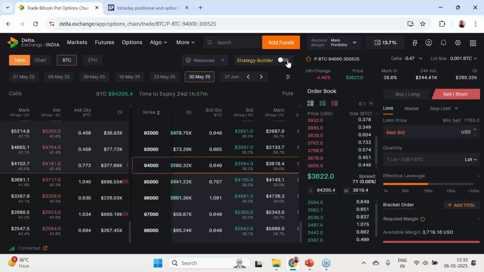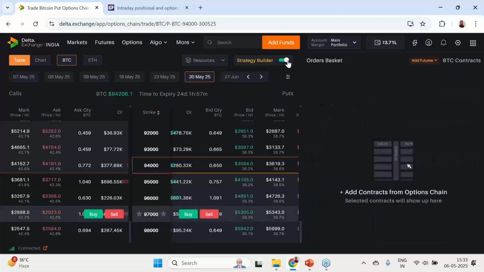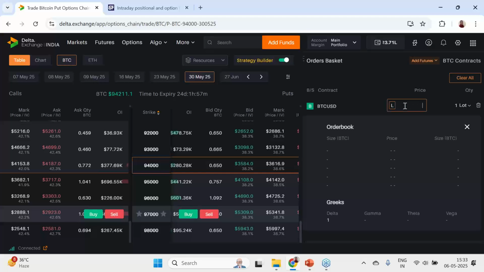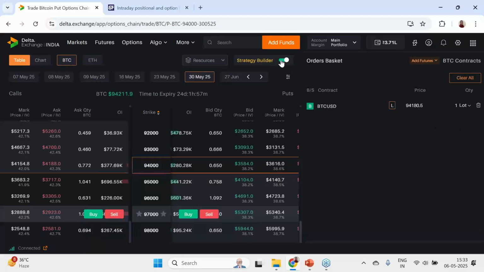So here I am adding one future. I am buying the Bitcoin future. This is a perpetual contract, so it has no expiry. But if you are doing it in other markets, you will have expiries. So here I am just buying one future. Now my aim or goal is to make this a theta neutral strategy.